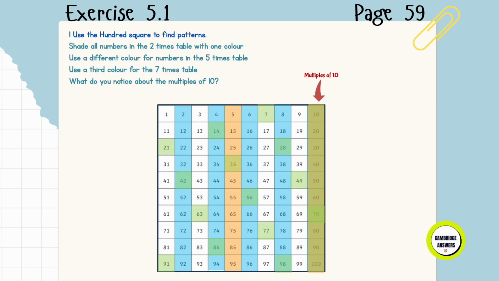Green sounds fun. Now, pause and look closely. Do you see any numbers that are colored twice? Aha! Those special numbers belong to more than one group. For example, multiples of 10 are colored twice because they are multiples of 2 and multiples of 5. Sneaky little numbers, aren't they? Keep your eyes peeled. You're about to discover some cool number secrets.